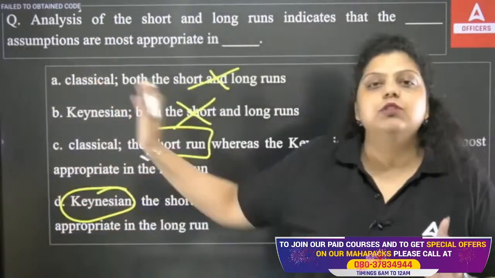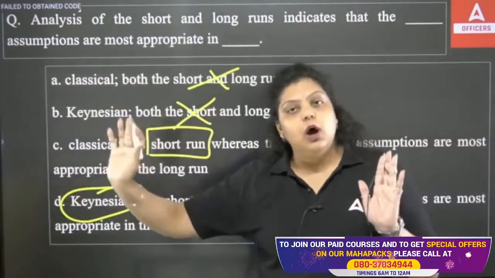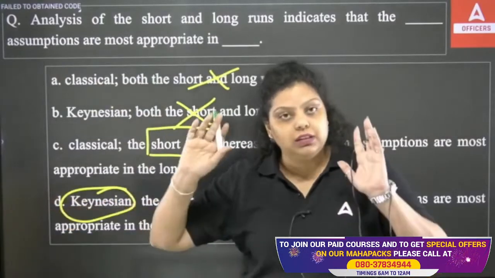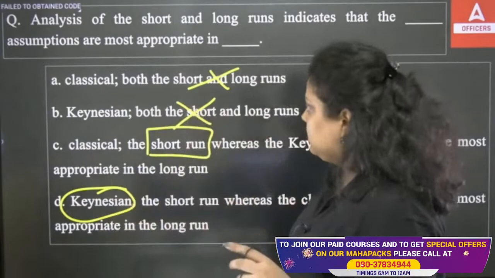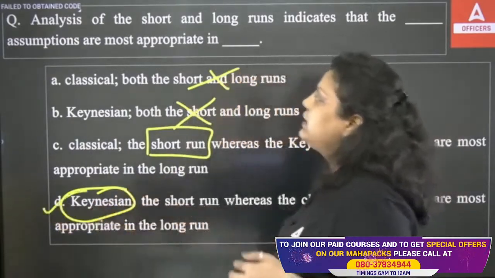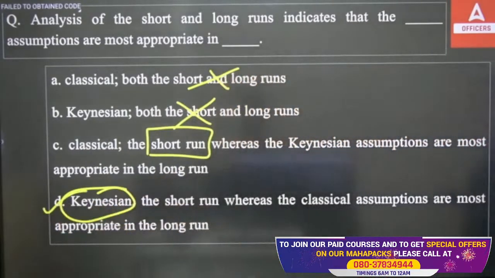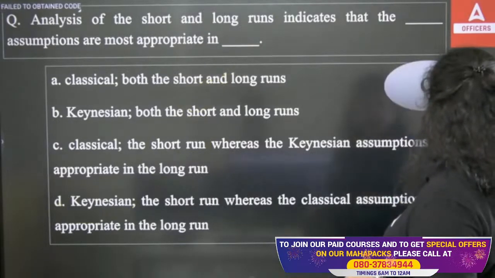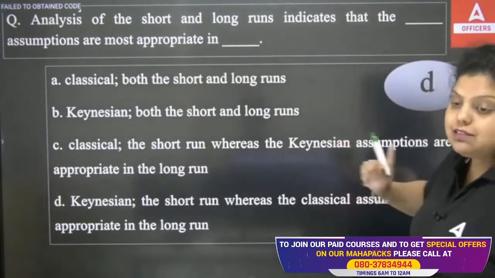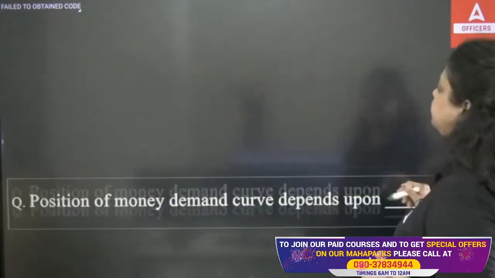In the long term, everything is going to be stable. Only the short run will be there where there are variables, so growth can be seen. So the right answer will be D option. That is, the analysis of the short and long run indicates that the Keynes theory assumptions are most appropriate in the short run, whereas the classical assumptions are most appropriate in the long run. So do remember, classical assumptions are for the long run and Keynes assumptions are for the short run.